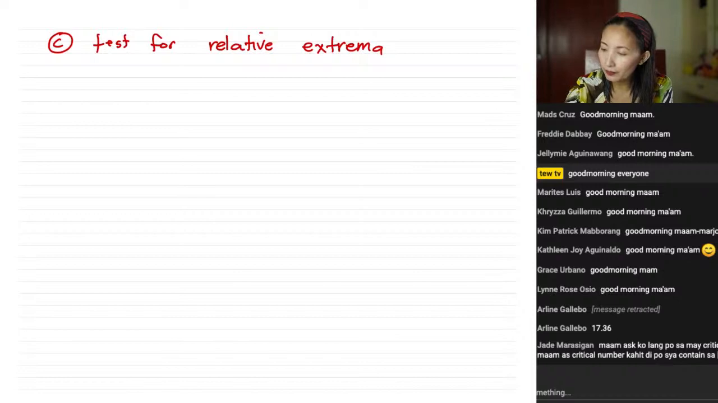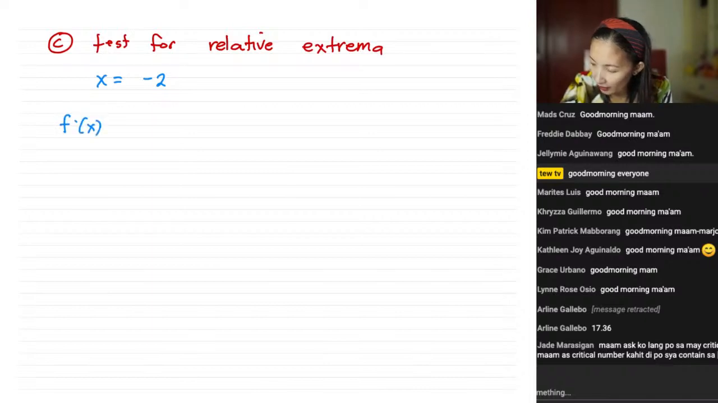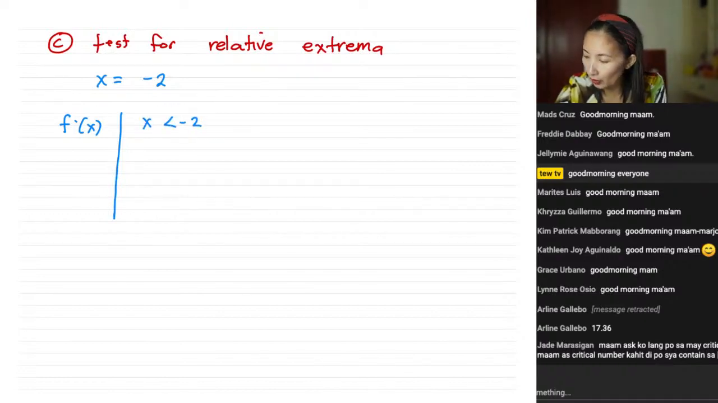Okay, let's have x equal to negative 2, our first critical number. I want you to identify, so let's prepare a table which looks like this. Your f prime of x, and identify a value which is x less than negative 2, meaning to the left of negative 2, and a value which is to the right of negative 2.